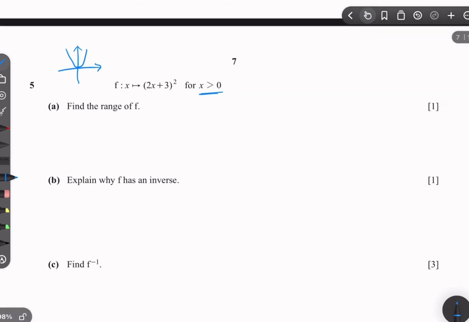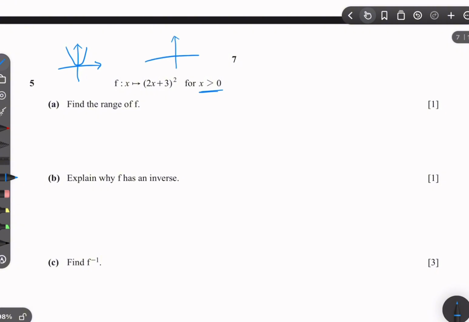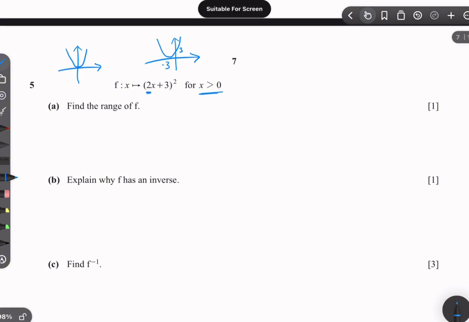Okay, so the graph will shift to the left by 3, so it will look like this. And then the y-intercept will be 3. And x will be minus 3. Okay, so from the 2x, we know that the graph will be stretched by scale factor a half, but we don't really need this because we know that the graph roughly looks like this and the question only wants x larger than 0. The range, let me draw this again.